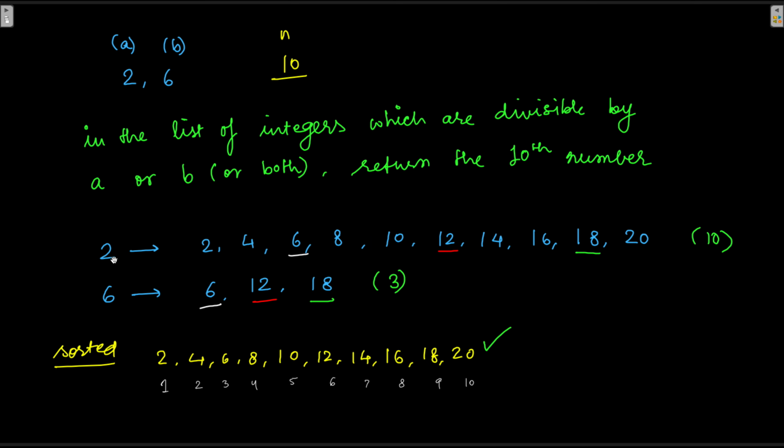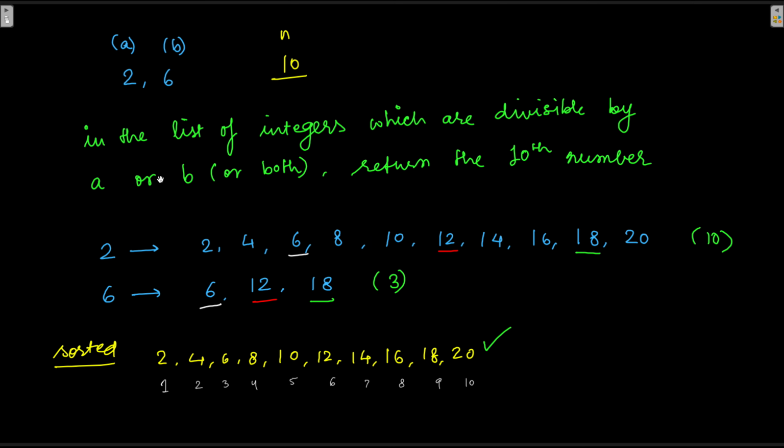So we make a list of numbers which are divisible by 2. So 2 multiplied by 1 is 2, then 4, 6, 8, all the way to 20. And because we know that the list is going to be until 20 only, we take the second number and create a list of numbers which are divisible by 6 and less than 20 again. So that list is going to be 6, 12, and 18.